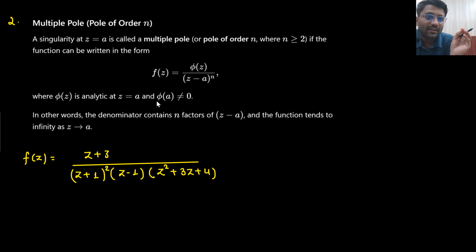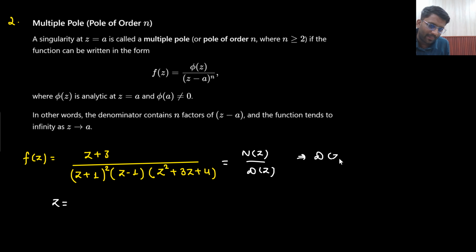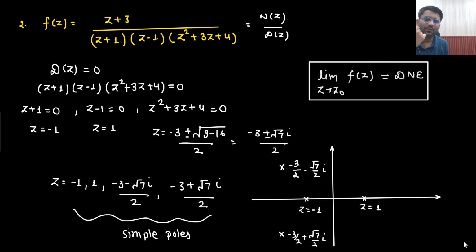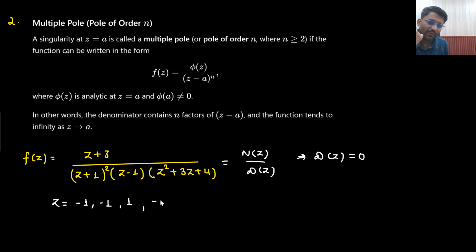It is ditto similar. Only the point is that here, if you find out the singularity, you are going to get numerator by denominator, again ditto the same thing. You need to put the denominator equals to 0. So when you put the denominator equals to 0, what values of z are you getting? -1, -1, because here there is power 2, then +1. And from here, what are you getting? z square plus 3z plus 4. When we solve z square plus 3z plus 4, we get 2 points, which are (-3 minus under root 7 iota) divided by 2 and (-3 plus under root 7 iota) divided by 2.